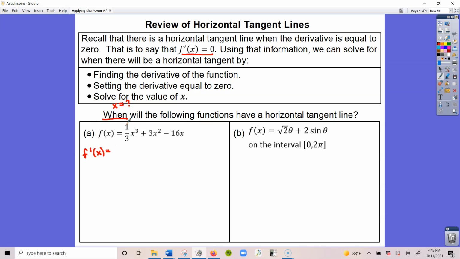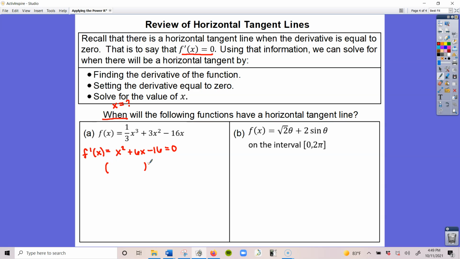We take the 3 and we multiply it with 1/3, which will cancel. So that's just 1. So x squared plus 6x minus 16. Now I've got my derivative, I make it equal to 0 so that I can solve for x. If you notice, the derivative is a quadratic. And if it's a quadratic, we can solve this by factoring.